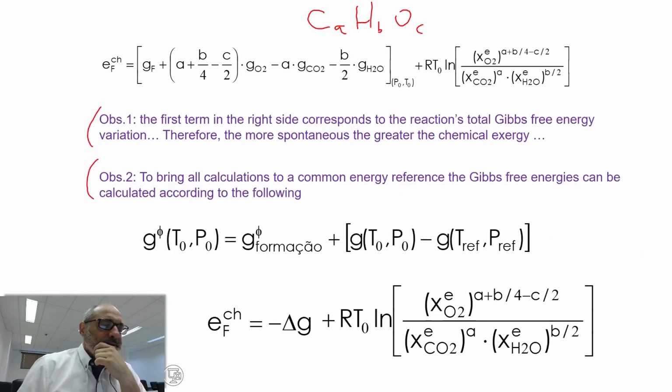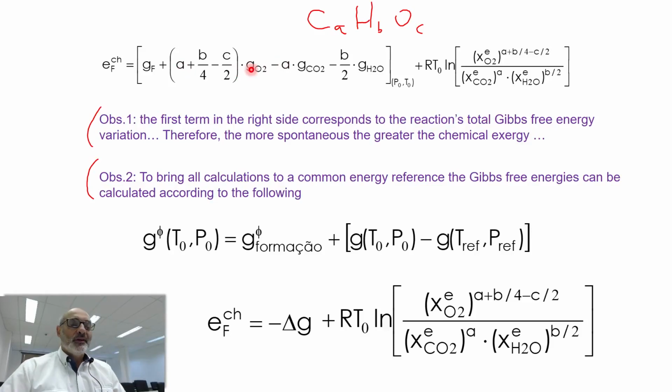Two important observations. First, the first term on the right side corresponds to the reaction's total Gibbs free energy variation, that we have already realized. Therefore, the more spontaneous, the greater the chemical exergy. Because we already knew that if delta G is negative, the reaction is spontaneous, and the more negative, the more spontaneous the reaction is.